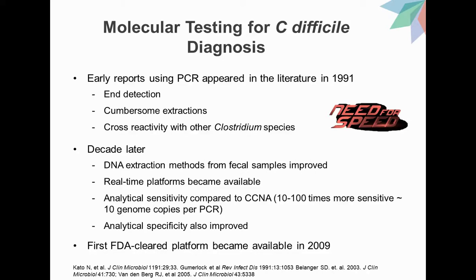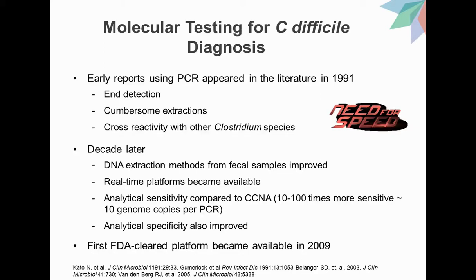However, we realized that we needed a sensitive test and a more rapid test. So we started thinking about molecular testing. And early reports using PCR appeared in the literature in 1991. These were end detection assays. Because we were dealing with stool, the extractions were quite cumbersome, and we saw cross-reactivity with other Clostridium species in those early PCR assays. However, a decade later, we had DNA extraction methods from fecal samples that improved.